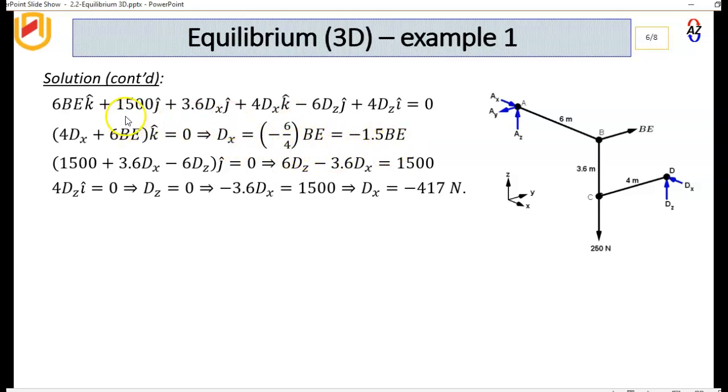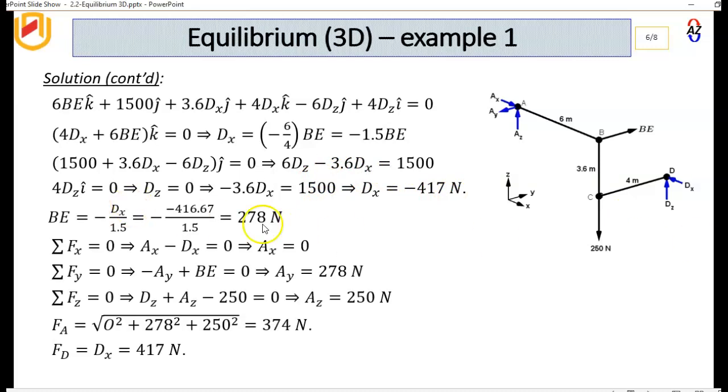Then putting the j's together, 1500, and then we have 3.6 Dx and 6 Dz equal to 0. Then we can say 6 Dz minus 3.6 Dx is equal to 1500. Then for the i's, there's only one, 4 Dz is equal to 0, which means Dz is 0. Then we take this 0 here and solve for Dx, and we find that Dx is minus 417.